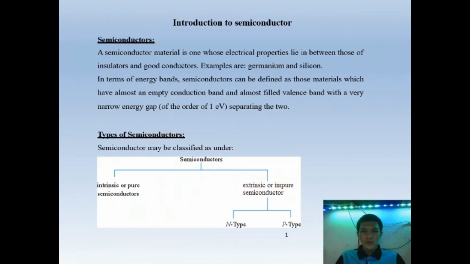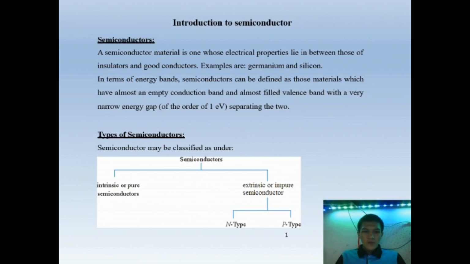Introduction to Semiconductor. Semiconductor material is one whose electrical properties lie in between those of insulator and good conductor. Examples are germanium and silicon.